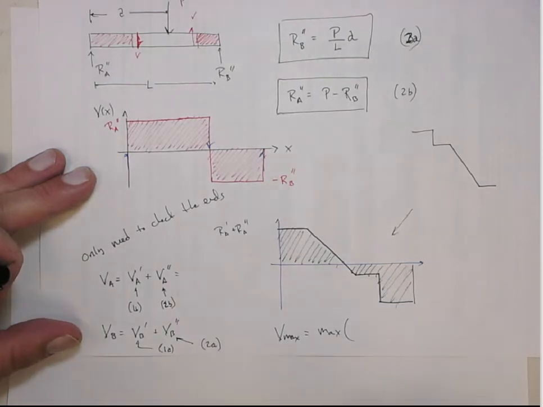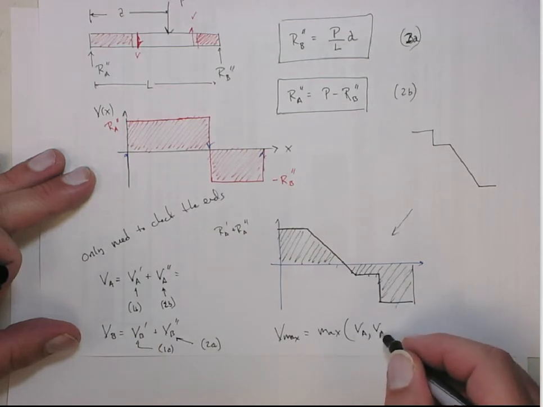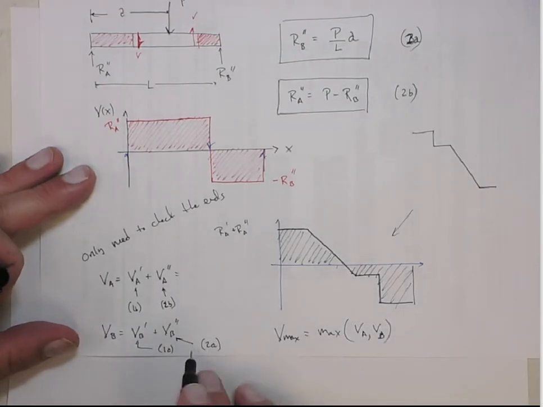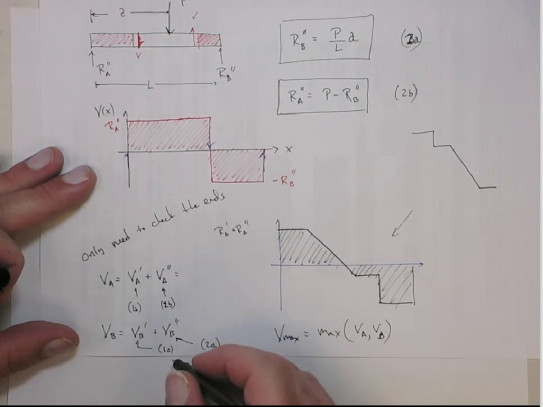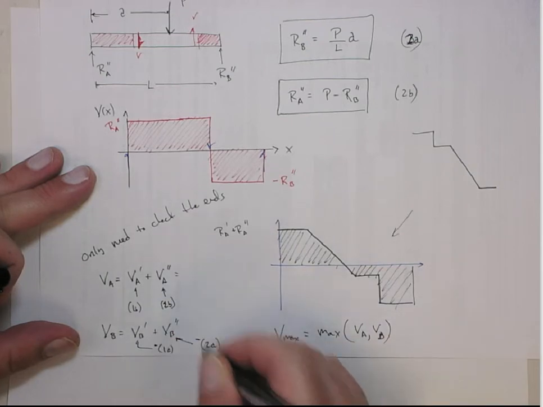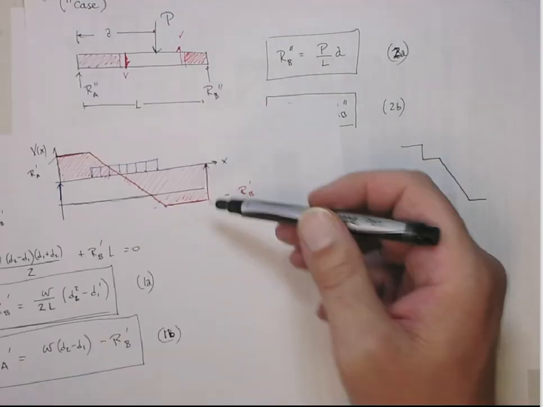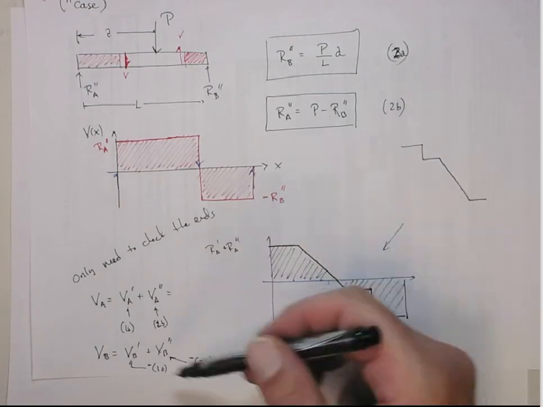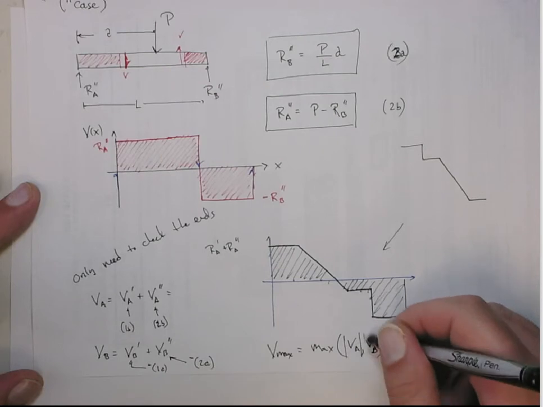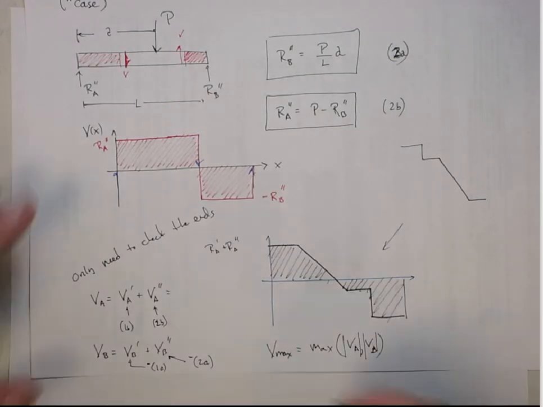Now the V max is going to be the maximum of those two, or I should say the max absolute value, right? So these will have negatives on them, right? This is actually RB, these are actually going to be negatives. Why are they negatives? Because the shear on the right-hand side is negative RB in both those cases, actually, right? Minus RB, minus RB. So these are minuses. And I should say max absolute value, right? It's the max of the absolute value. That gives me V max.